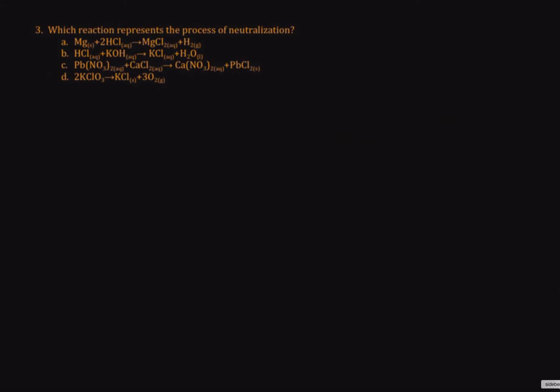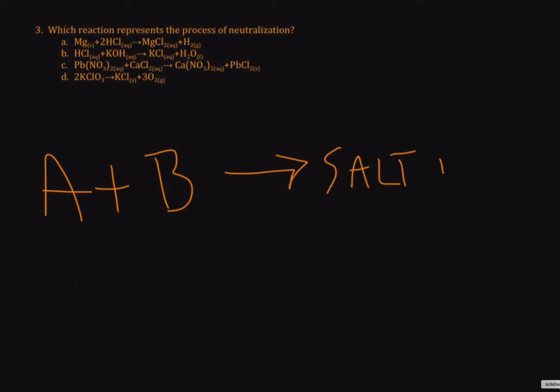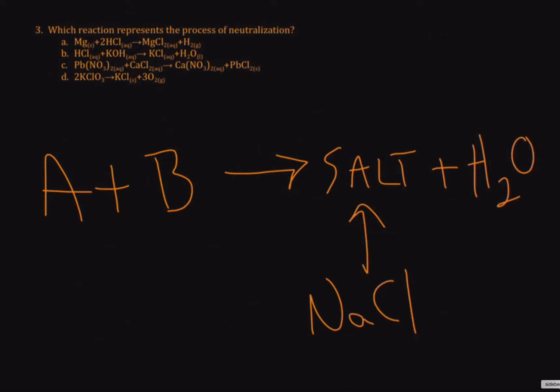Which of these reactions represents neutralization? Okay, neutralization is what happens when you mix an acid and a base. You get 2 products every single time. Acid and base produce salt plus water, always. The salt here is a general term. It doesn't just mean what we think of as salt, which is sodium chloride. It could be any metal, non-metal combination.